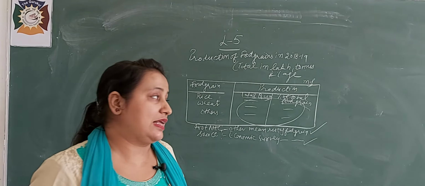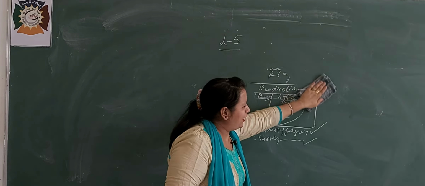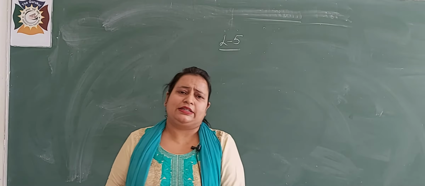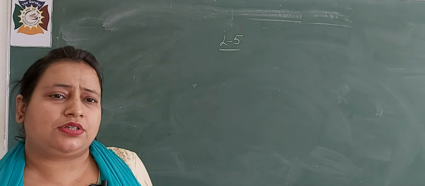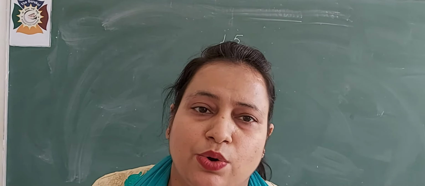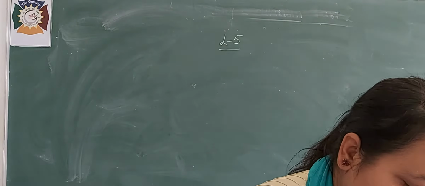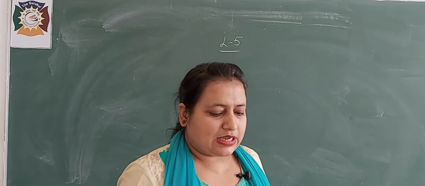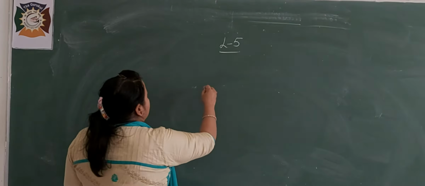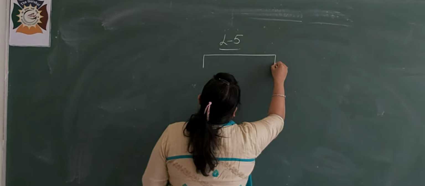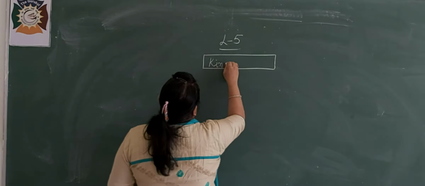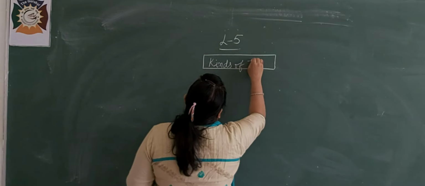Components of a table are very important. I am telling you again the components: table number, then title, then heading, then caption, then stubs, body or field, and footnote along with source. Now your topic is kinds of table. This is a very important topic.